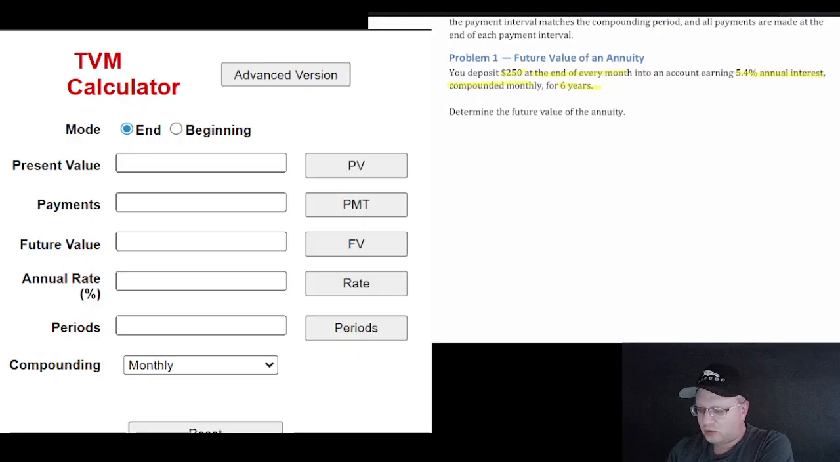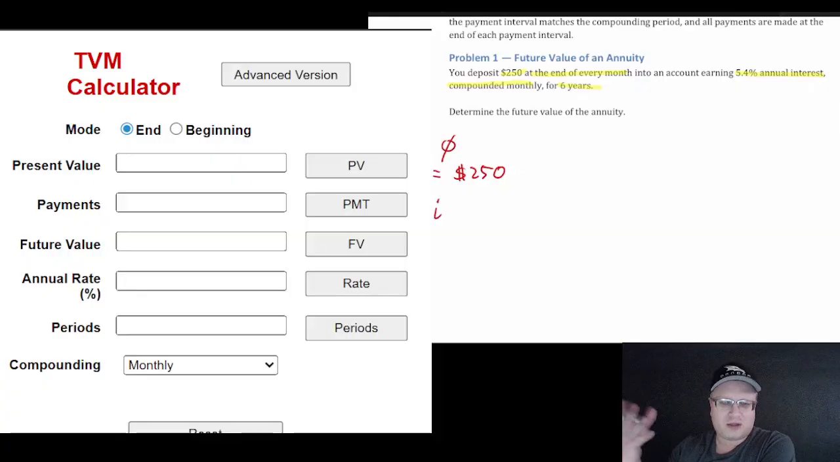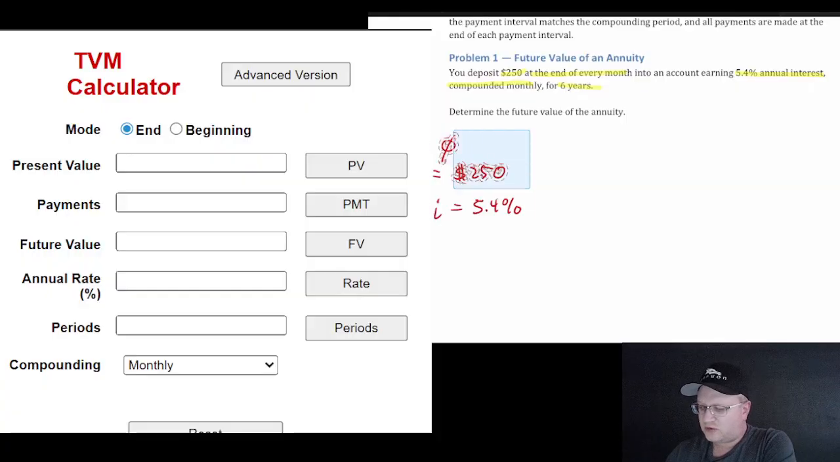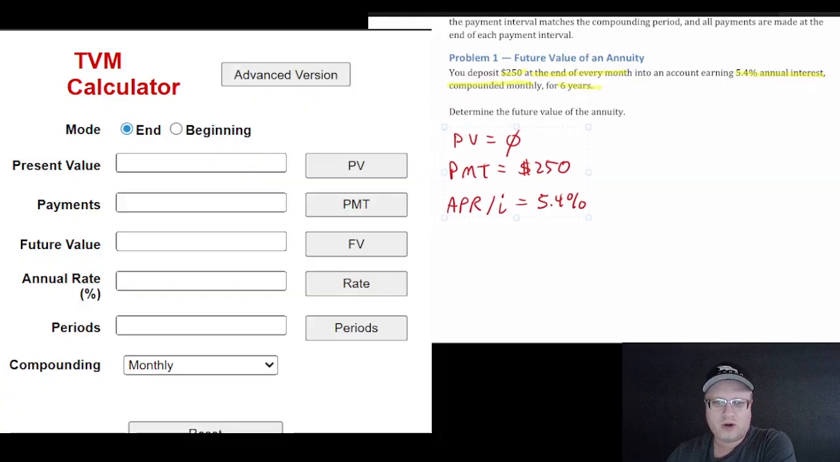Present value is going to be 0 because we're just starting. There's no money in the account right now. We're going to be making a payment of $250 every month. The account is going to earn 5.4% interest. Sometimes we call that APR, annual percentage rate. Sometimes we use the letter I. It's going to depend on the formula you're using, but basically this is just our interest rate. So our annual rate as a percentage is going to be 5.4. Once again, if you're working through this manually and writing this out in an equation, you might need to convert it into a decimal, but the TVM is going to take care of that for us, so we're just going to leave it as 5.4.